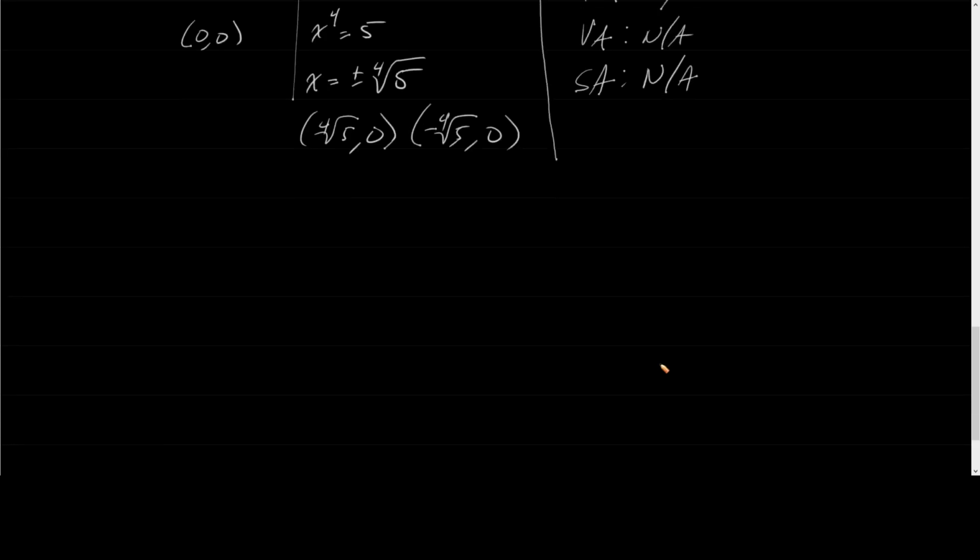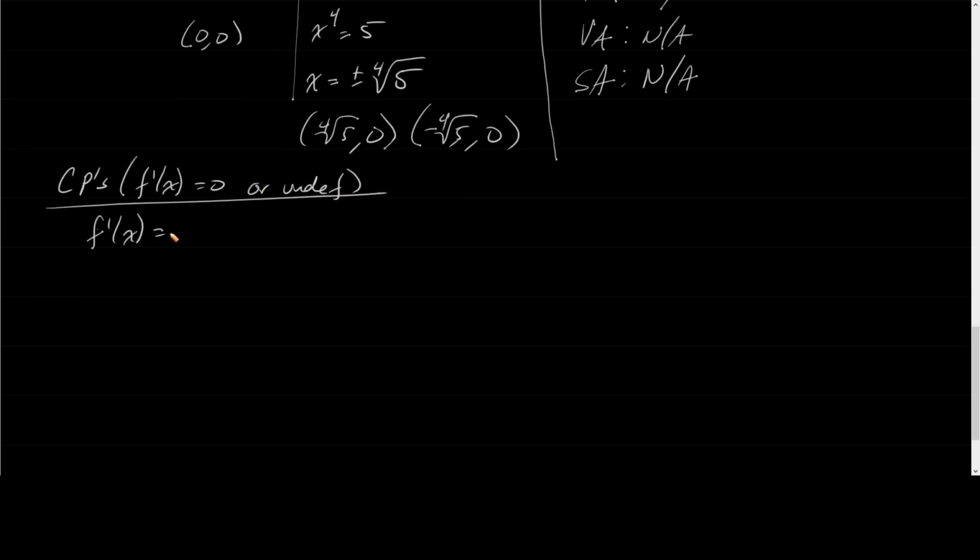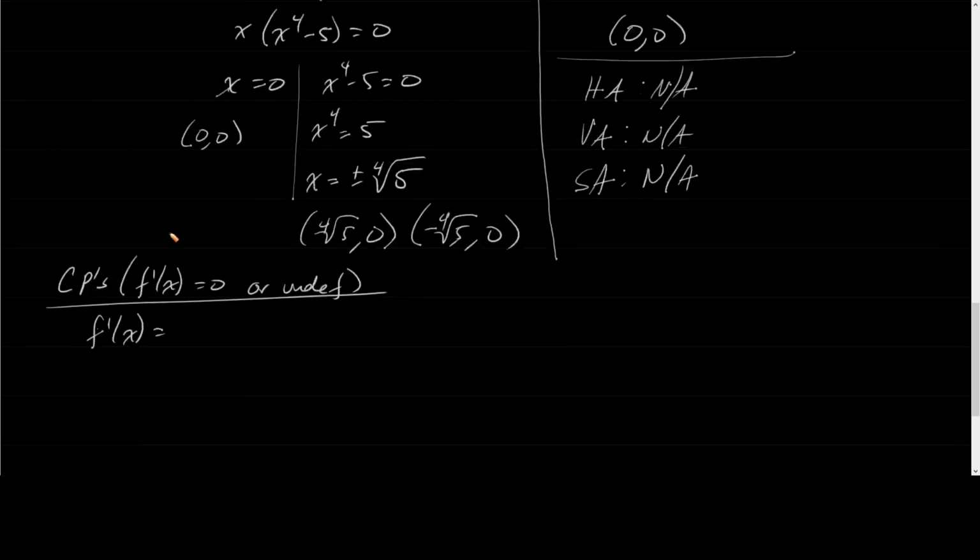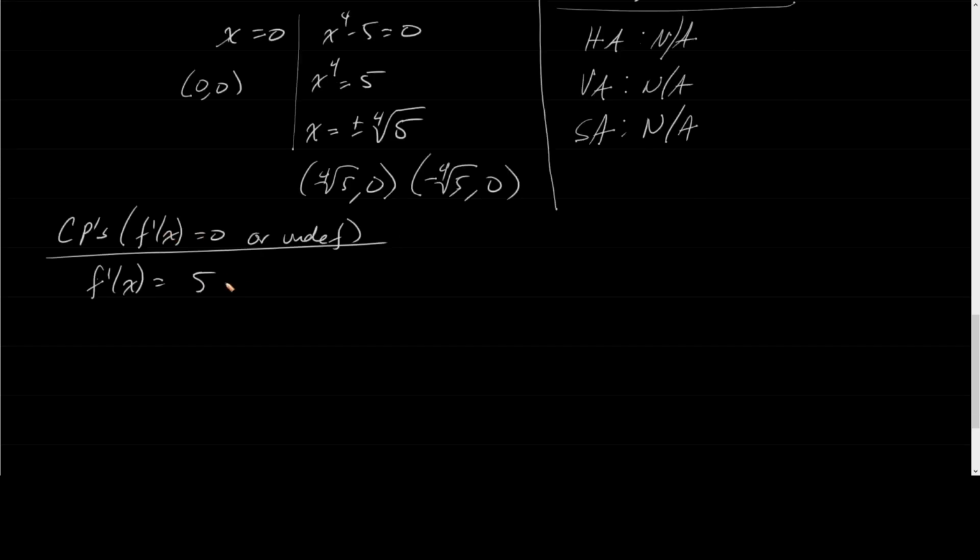We need to figure out critical points, all right? Because we want to figure out where it's increasing or decreasing. So critical points, that's where f prime of x is equal to 0 or undefined. All right, so let's figure out what f prime of x is. And if you recall, what was the function? x to the fifth minus 5x. So the derivative would be 5x to the fourth minus 5, right?